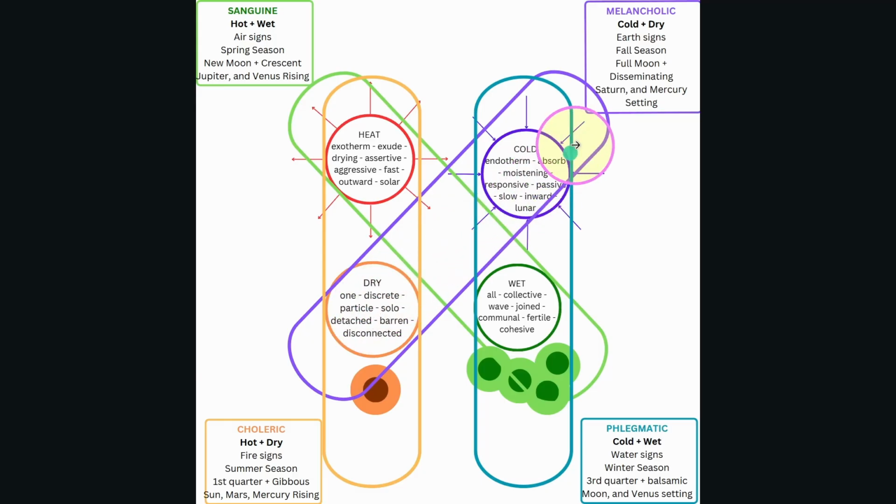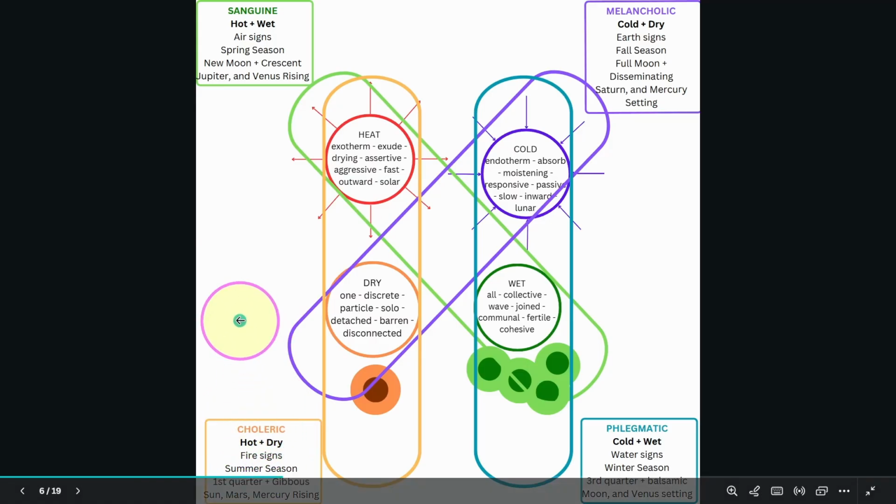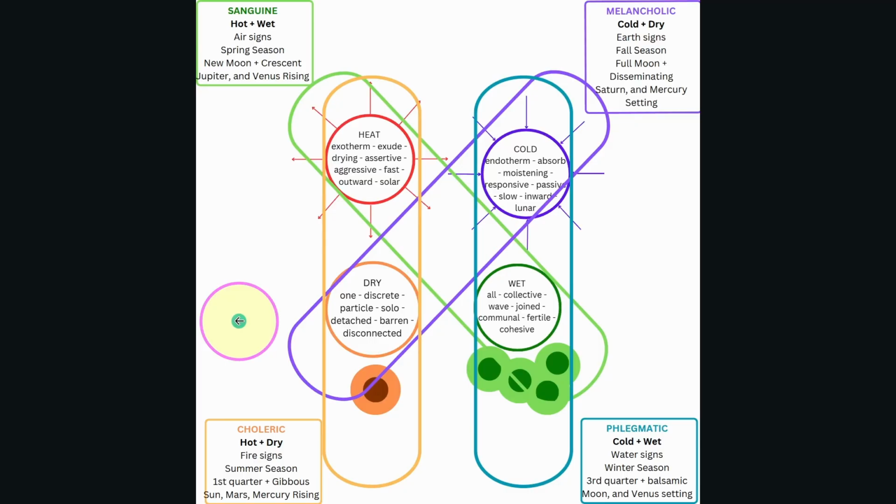Okay? This is the cold and dry Earth Saturn melancholic vibe. We can combine heat and dry. So we're going to have something called choleric, which is hot and dry. It's all the fire signs. The summer season, our first quarter up to almost the full moon.